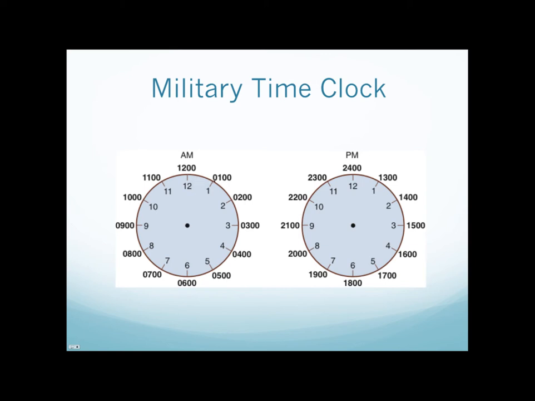So another way to depict that is, if you know typical time, 1 o'clock, 2 o'clock, 3 o'clock, 4 o'clock, as it goes around. But then when you get to 1 o'clock p.m., you're going to have to add 12 hours. So 1,300 hours, 1,400 hours, and as it goes around.